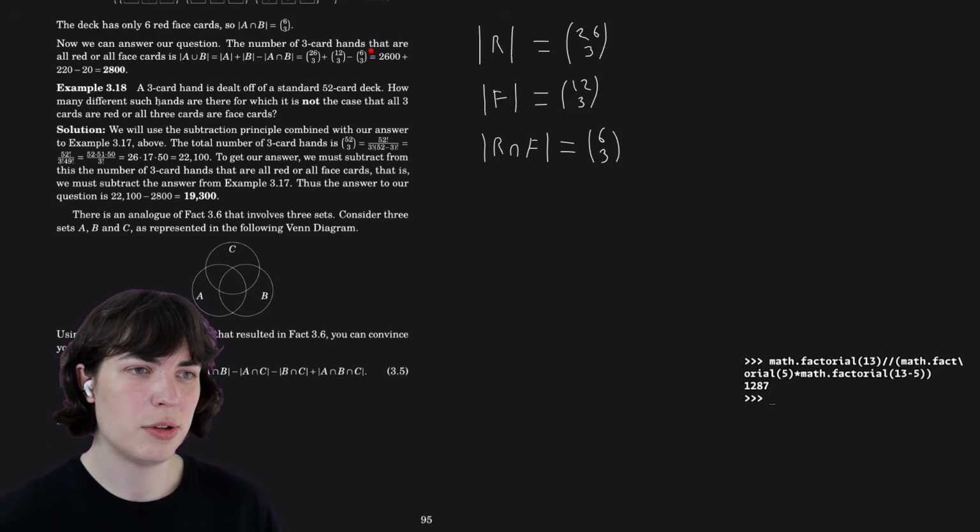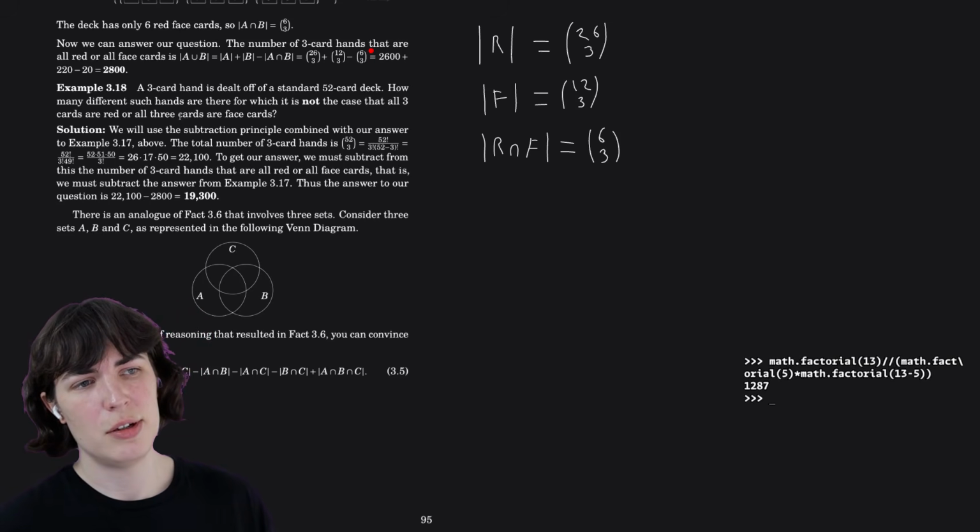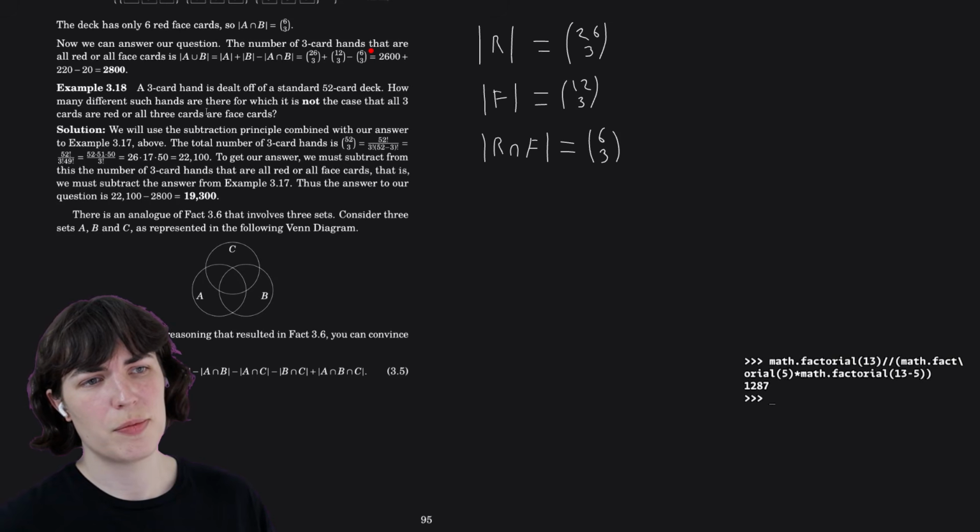So here, how many different such hands are there for which it is not the case that all 3 cards are red, or all 3 cards are face cards? So we want all the possible 3-card hands that are not all red and not all face cards.